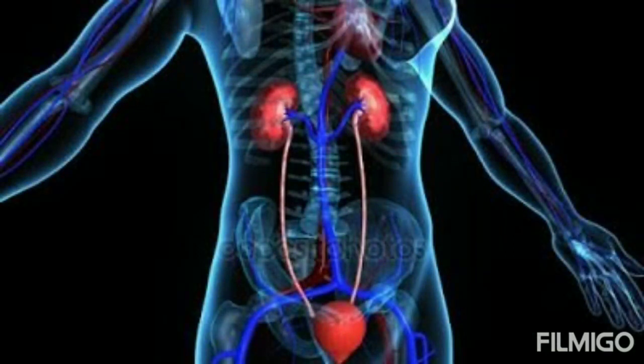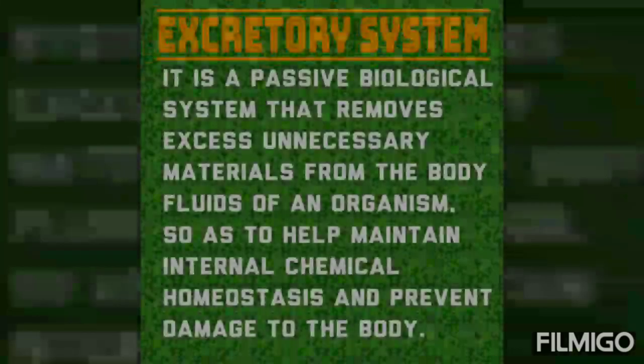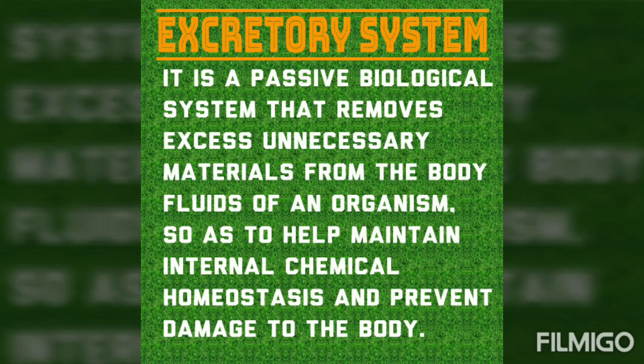Let us understand the human excretory system. Definition of excretory system. It is a passive biological system that removes excess unnecessary materials from the body fluids of an organism so as to help maintain internal chemical homeostasis and prevent damage to the body.